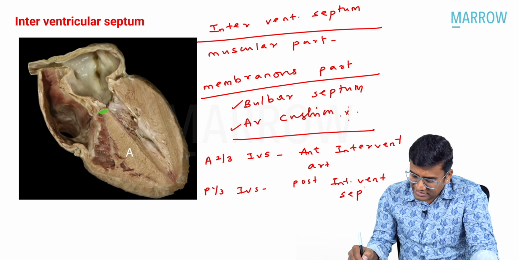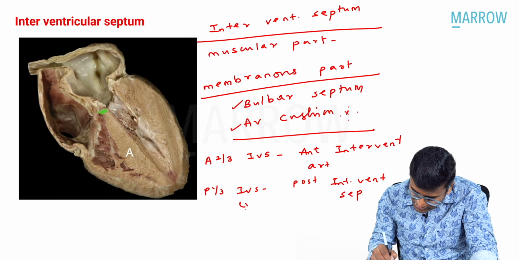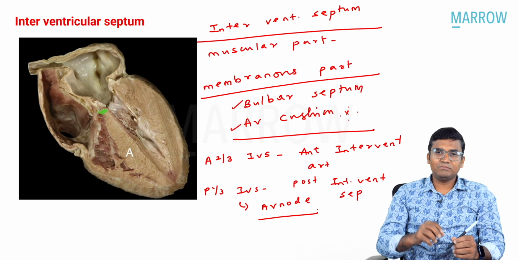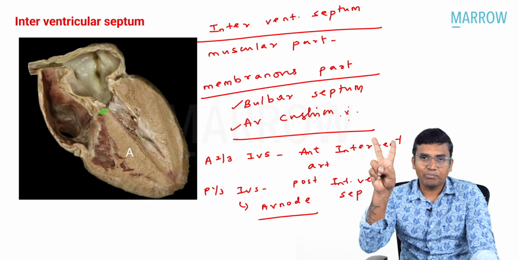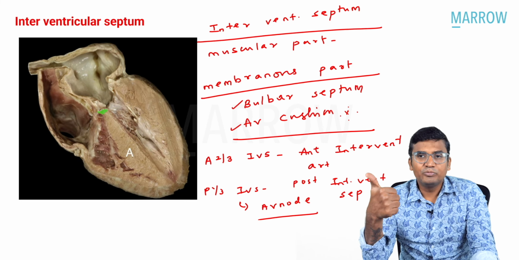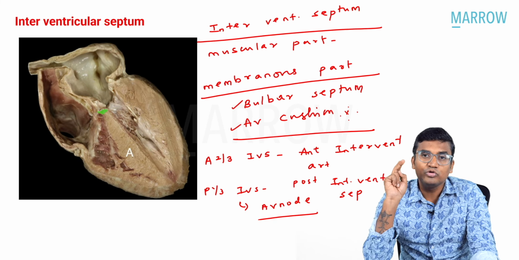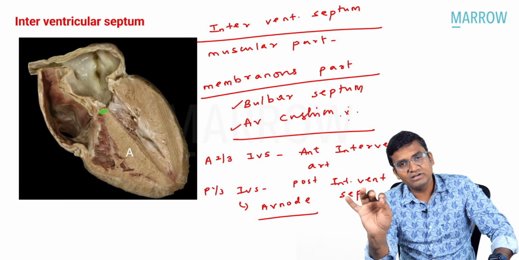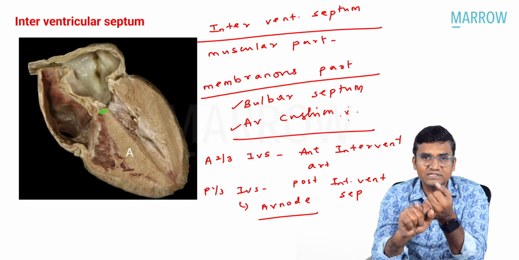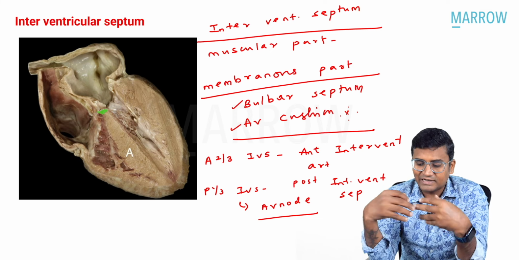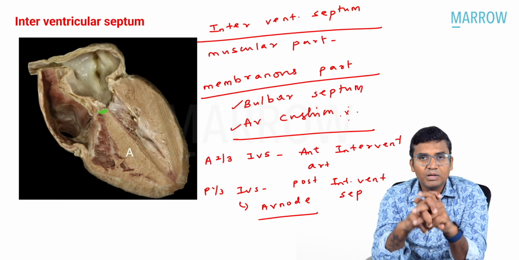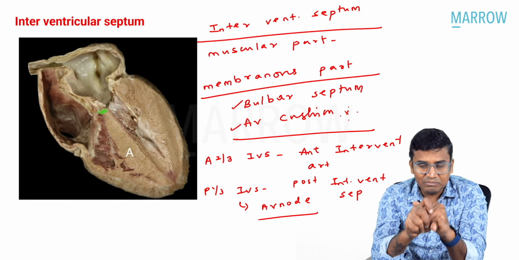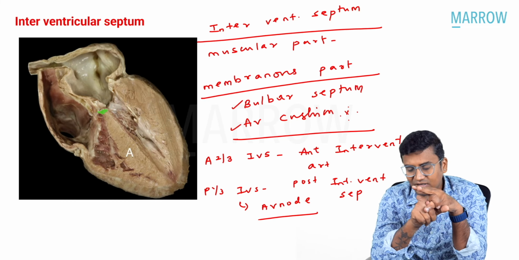The septal branch of posterior interventricular artery also supplies AV node. So the septal branch of the posterior interventricular artery supplies two regions. Number one, posterior 1/3 of interventricular septum. Number two, AV node. So these are the points you have to know about the interventricular septum. Please note the embryology, very important. Muscular part is coming from the muscular proliferation. Membranous part will be the question. They can ask you in the coming NEET exam. So membranous part is coming from two sources, bulbar septum and the AV cushion.